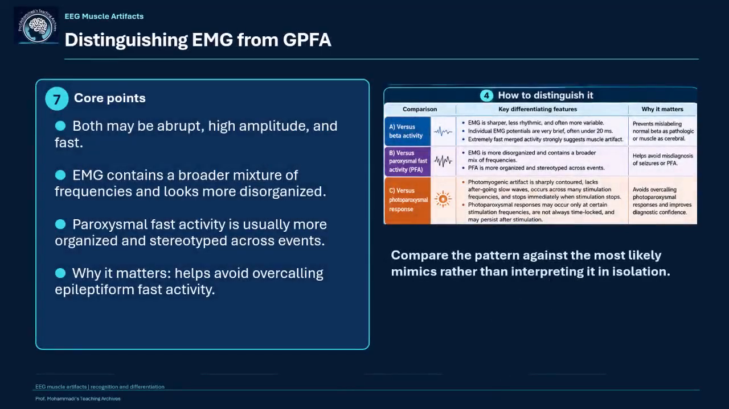Muscle artifact and generalized paroxysmal fast activity can both appear abrupt, fast, and high in amplitude, so this distinction requires careful pattern recognition. EMG usually contains a broader mixture of frequencies and appears more disorganized. Paroxysmal fast activity, by contrast, tends to be more organized, more stereotyped, and more reproducible across events. Comparing the pattern across the recording helps prevent overcalling extracranial artifact as epileptiform fast activity.